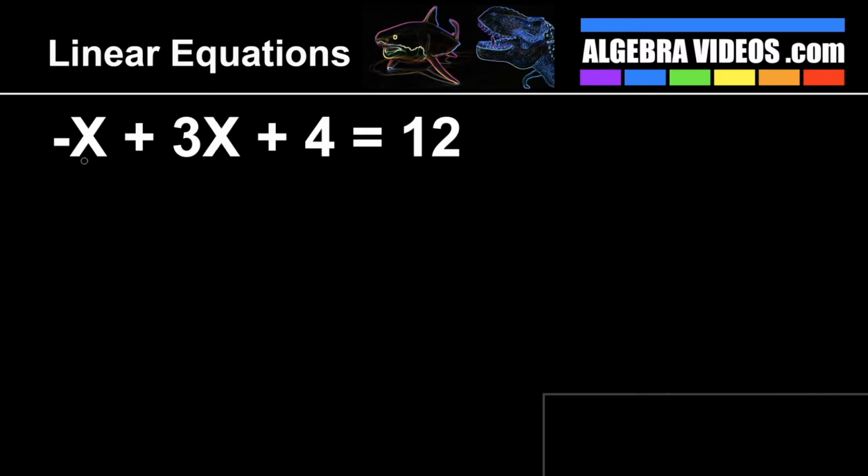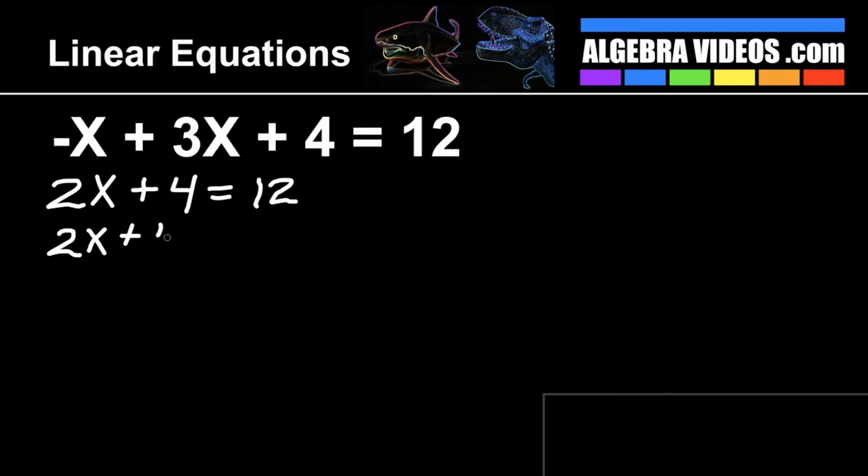So minus x plus 3x is the same as 2x. And then just writing everything else the same, unchanged, plus 4 equals 12. And now I'd like to get rid of this 4. So first let me just rewrite this equation, and then I'll show you how we're going to get rid of the 4. So we have 2x plus 4, and I'm going to leave a little bit of space here, and that equals 12.